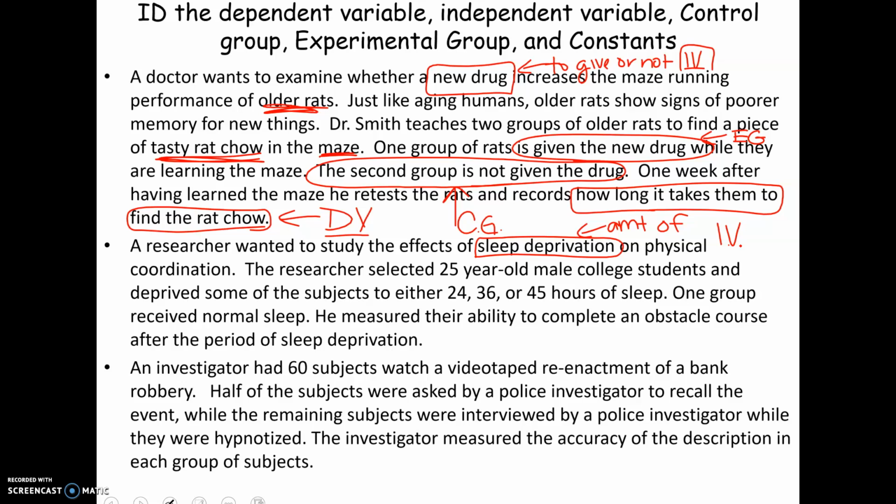Dependent variable, what is he going to be measuring? Well, it says that he's going to measure their ability to complete an obstacle course after they've been deprived of sleep. So this would be our dependent variable. This would be the data that he's going to collect.